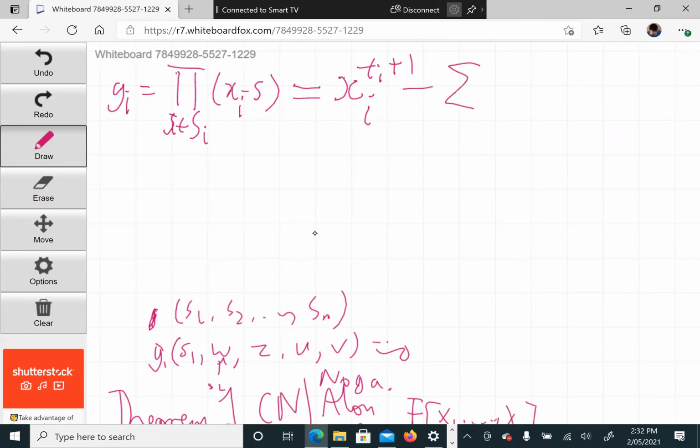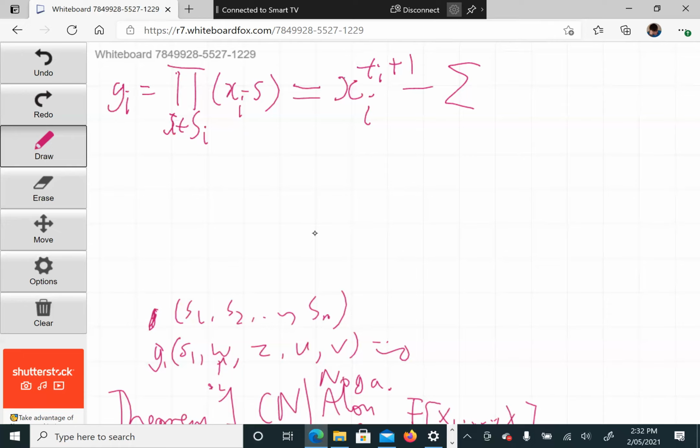Five minutes ago, t_i was the degree. Now it's the degree of something else. Abusive notation. Oh no, but it was the degree of f, and now it's the degree of g. So this actually achieves the degree of f being t_i. That's why it's plus 1. So it's minus some lower order terms.